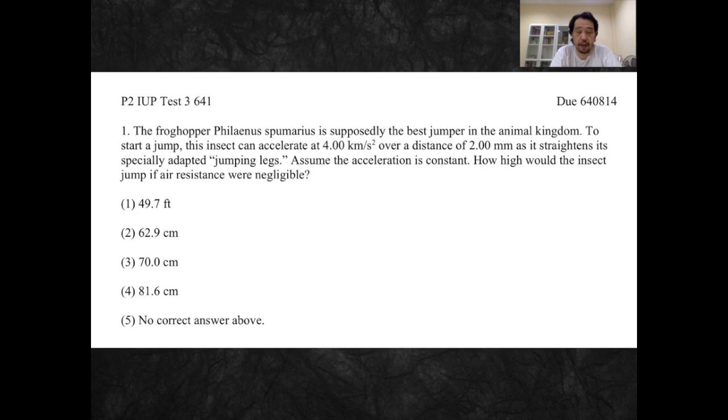So what we have to calculate first is the initial velocity, and then after we finish the first step, we calculate how the frog moves vertically under the gravitational acceleration to the maximum height. Okay, I think this is some typo. It should be centimeter.